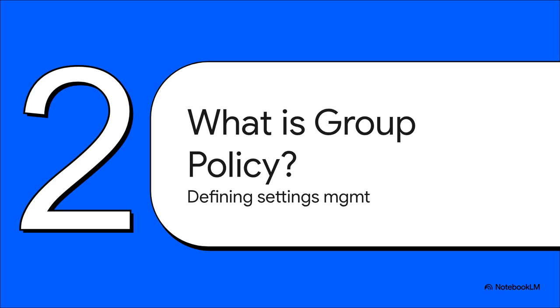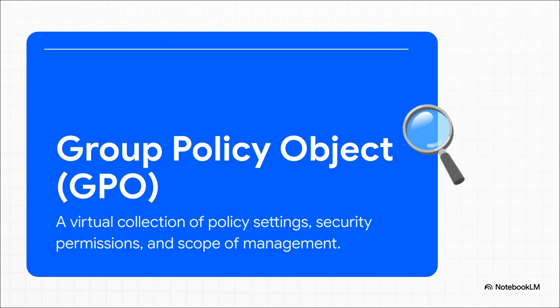Okay, so let's get a little more specific. What is the actual thing we're dealing with when we say group policy? The main vehicle for all of this is something called a group policy object, or just GPO for short. Think of a GPO like a digital folder. And inside this folder, you just stuff all the rules you want to enforce. Things like, hey, the desktop wallpaper has to be the company logo, or nope, users cannot install unapproved software. It's basically just the container for all your settings.